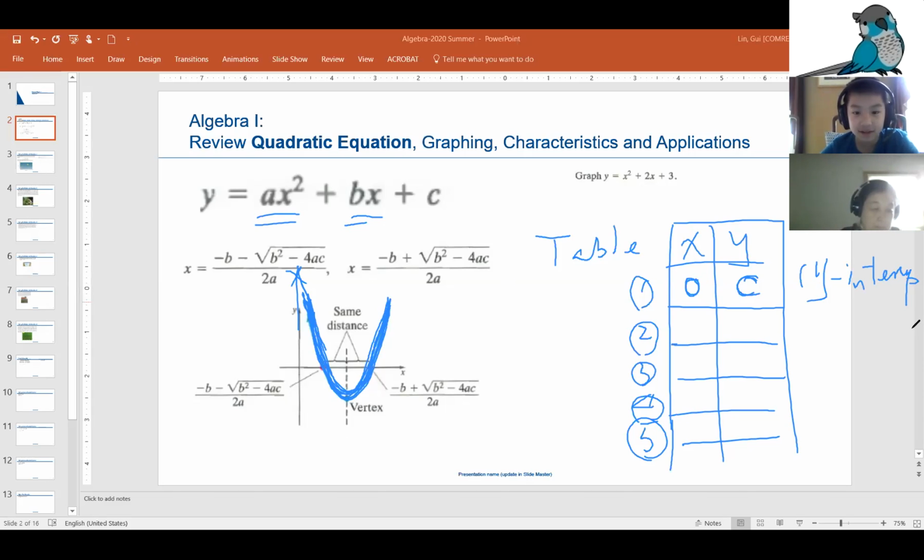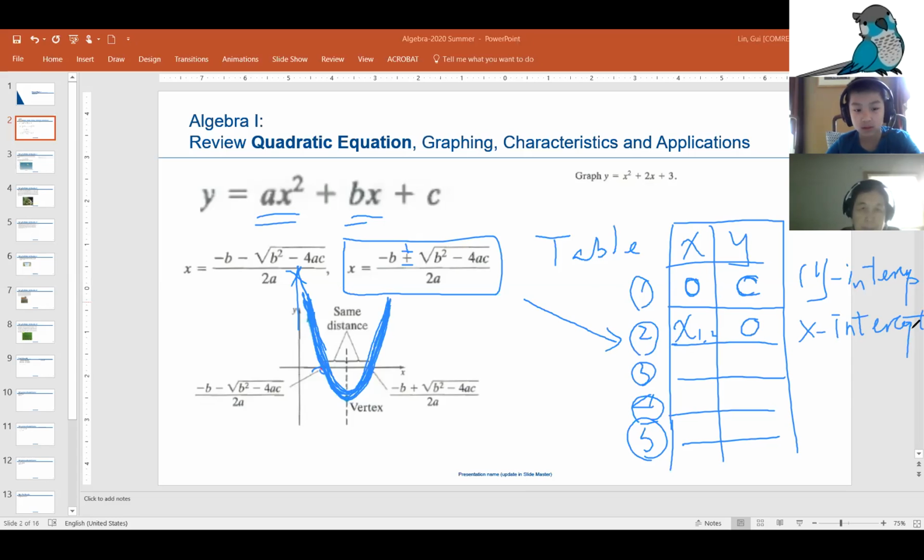At the same time, when you make y become 0, you need to find the x-intercept. For that we use the quadratic formula, negative b plus or minus the square root. So you get the x-intercept.